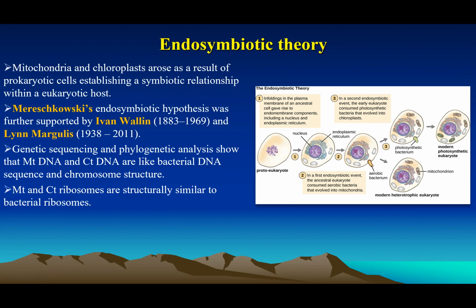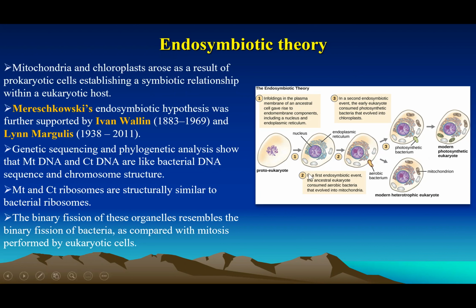And another interesting thing is that they would divide by binary fission, which is also the way a bacteria would divide. Because eukaryotic cells usually divide by mitosis, right? But here, these organelles divide by binary fission. So they are very, very similar to a prokaryote, thereby giving a lot of evidence for endosymbiotic theory.